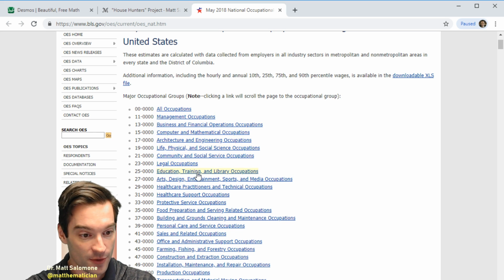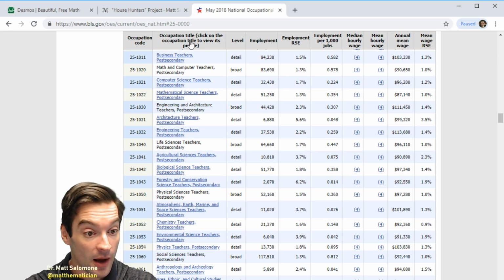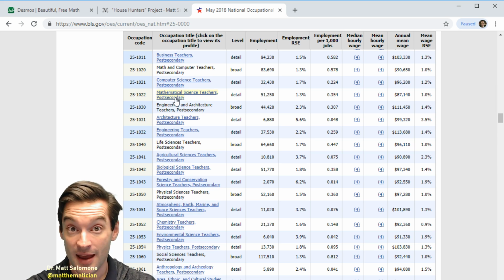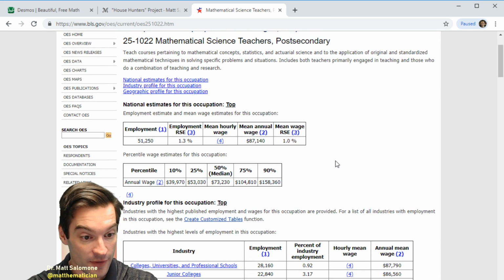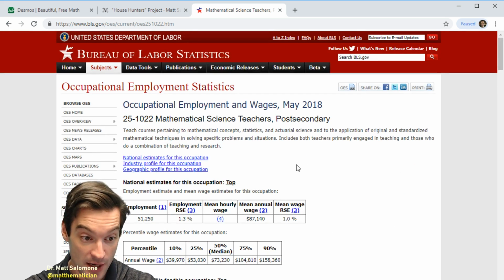database, I would probably first want to go down to education, training, and libraries. I'll drill down into here. I'd look for math teachers. So let's see, mathematical science teachers, post-secondary. That would describe my job, so I'd drill down into here. And on this screen, I would find quite a good amount of information about the typical wages for somebody in my position. And this is on a nationwide basis, national estimates.